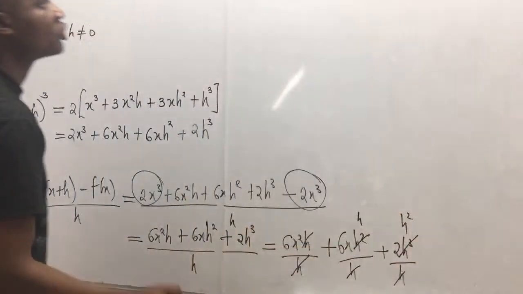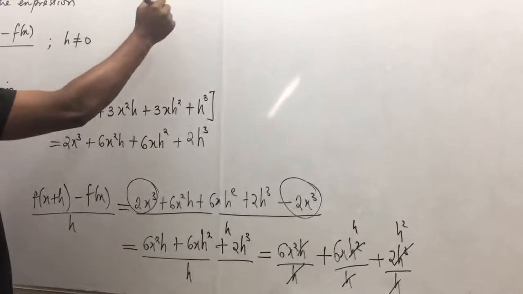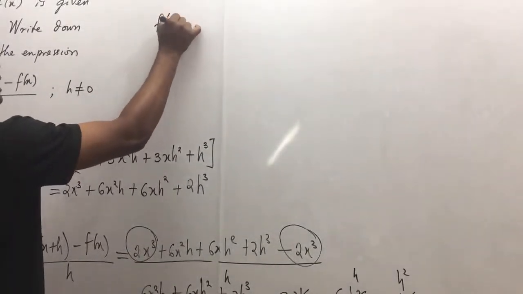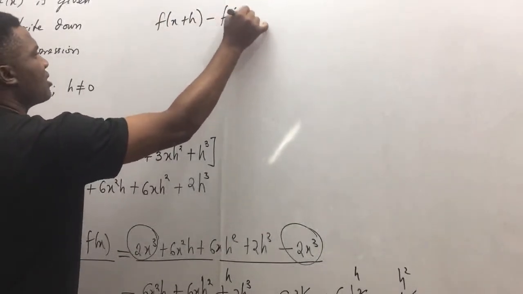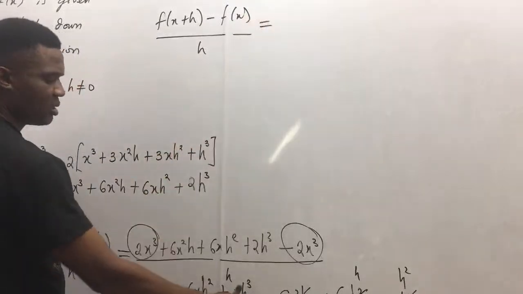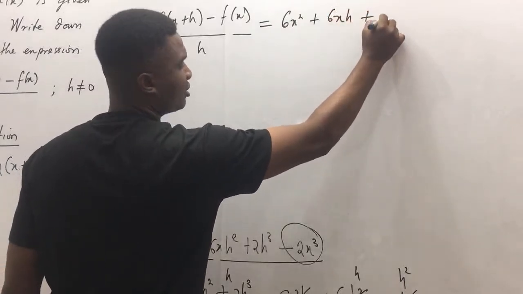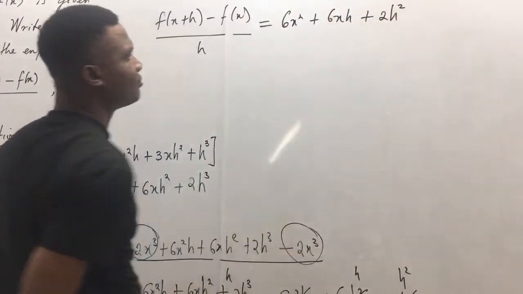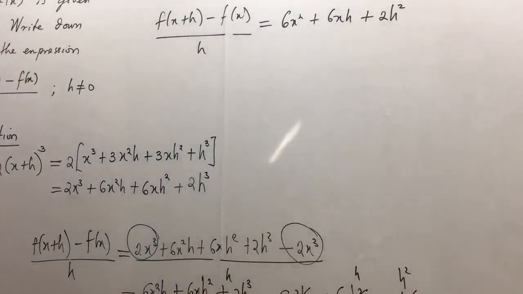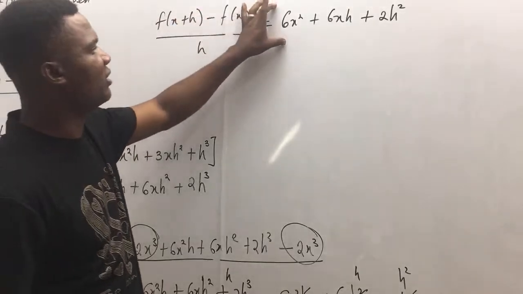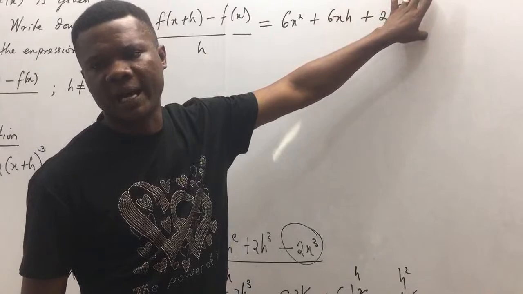with h squared. So your final result for f of x plus h minus f of x all over h becomes 6x squared plus 6xh plus 2h squared. And that becomes the final result for what we were demanded to do. Again, the question had asked us to write down and simplify the expression for this. So this, when simplified, gives this expression, and this is the expression we were asked to find.